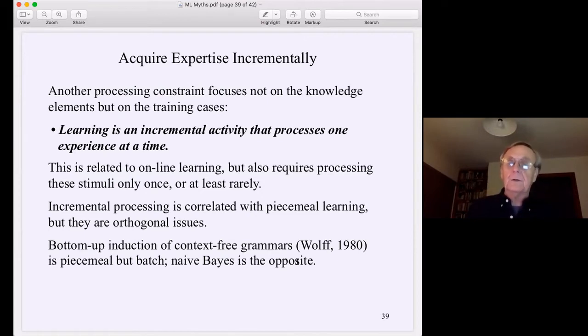For example, there's some early work on inducing context-free grammars. It was batch. It looked at everything all at once. But it was learning things in a piecemeal way, adding one rule at a time. Naive Bayes is fully incremental and online, but isn't actually learning any structures at all. It's just collecting sufficient statistics.